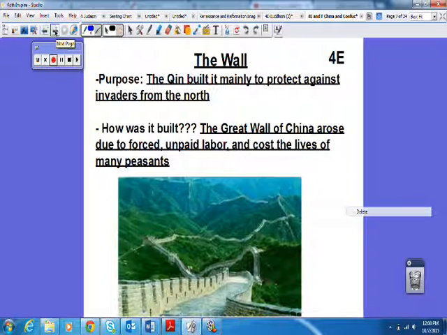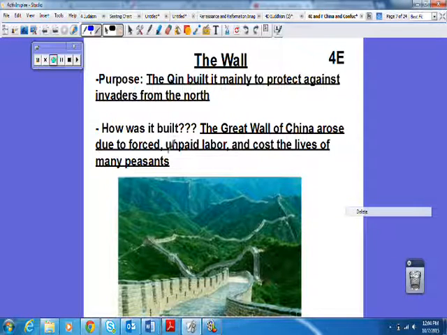So the Great Wall of China was built mainly to protect against invaders from the north. So China on that map has invaders coming in from the north. Remember, we have that Taklamakan Desert to the west, so there's not going to be a lot of invaders coming from that way. And we have the ocean, East China Sea, South China Sea to the east and south, so you're not going to have invaders coming that way. So invaders come from the north.